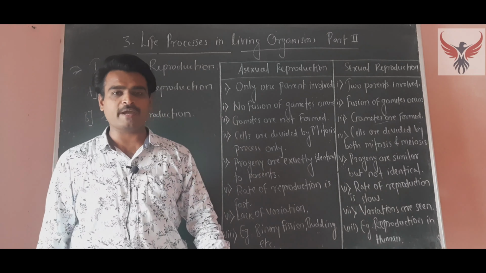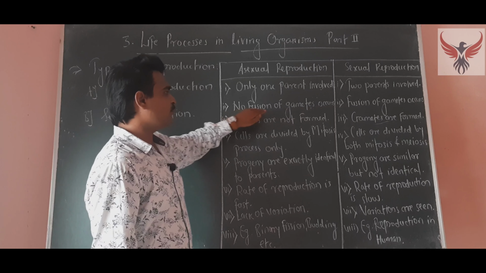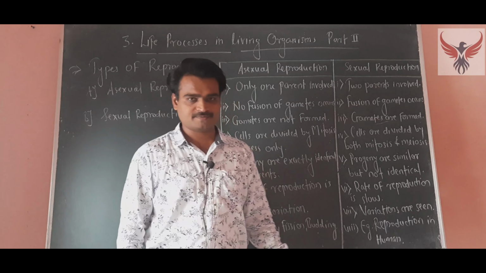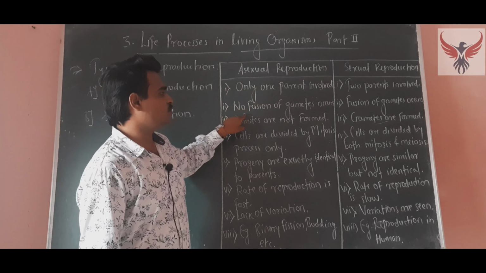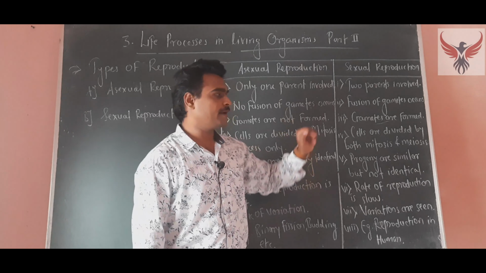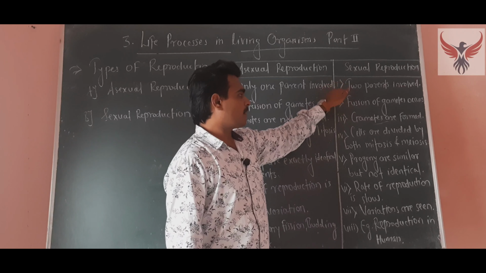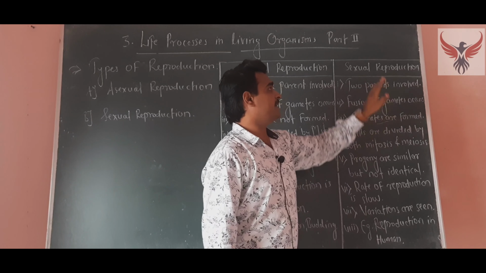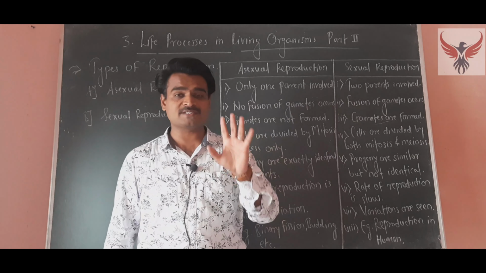The second difference is that in asexual reproduction, no fusion of gametes occurs. In the case of sexual reproduction, fusion of gametes occurs.